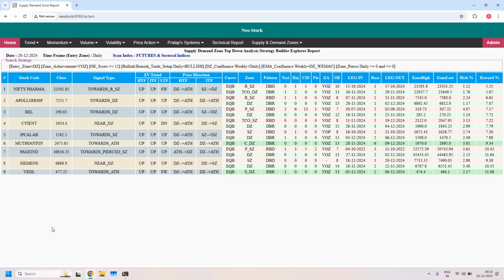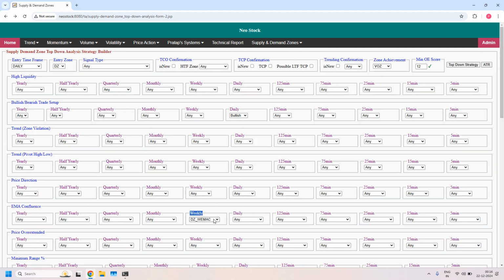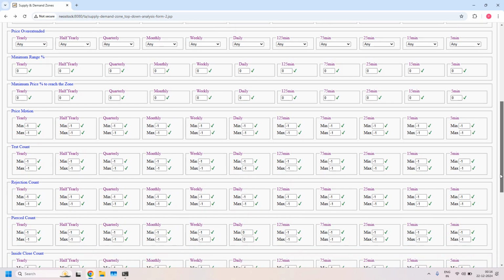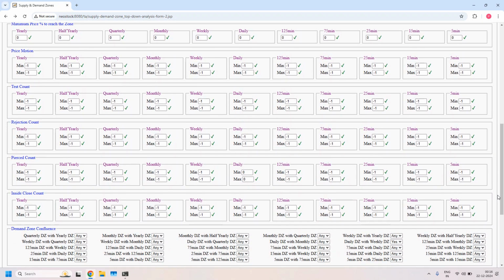Okay, next let us look for LTF, ITF and HTF demand zone confluence. So I am removing this EMA filter because this is the LTF, ITF strategy. Now we are looking for LTF, ITF, HTF demand zone confluence. So we need to set 3 filters in the demand zone confluence. First filter is already enabled: daily with weekly demand zone confluence.